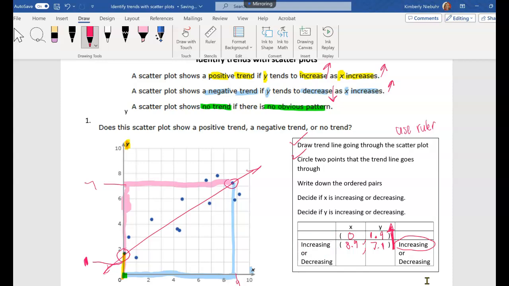And ABC slip for you. Pat yourself on the back. Increasing, duh, the arrow goes up. Okay.